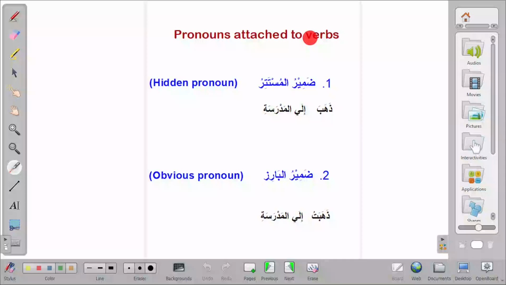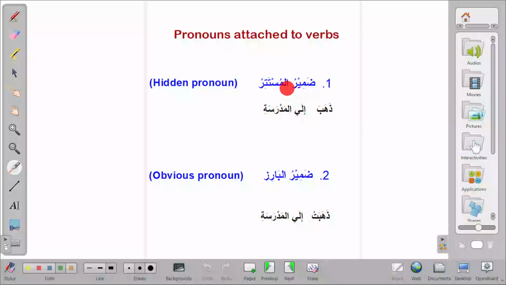When we look at pronouns that are being attached to verbs, they can be grouped into two. Pronouns that are attached to verbs, the domir al-muttasil or domair al-muttasila, which are attached to verbs, can be of two categories, and this is very obvious in Arabic. The first one is what we call the domir al-mustatir.